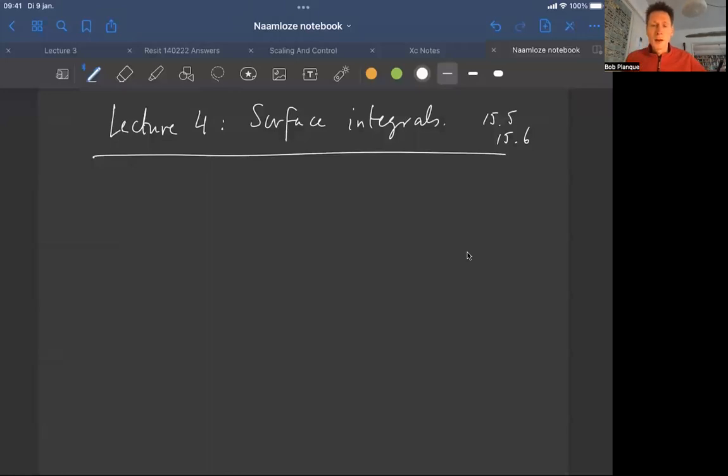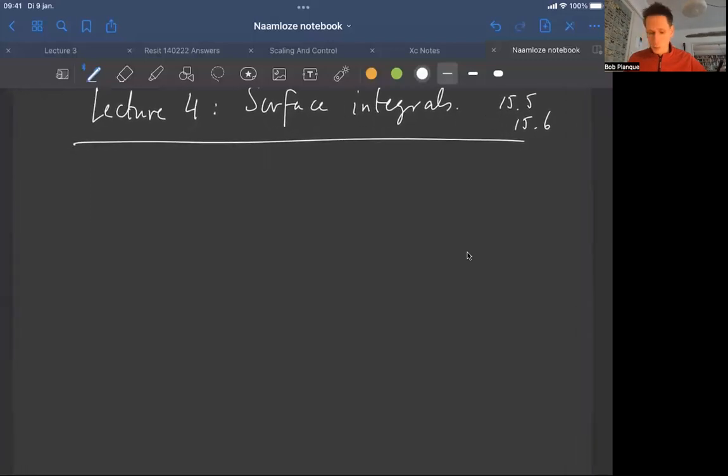We're going to do a topic that's, I think, a little bit difficult. But I hope I'll be able to explain it to you in detail and not to confuse you too much. So we're going to work on paragraphs 15.5 and 15.6 on surface integrals.